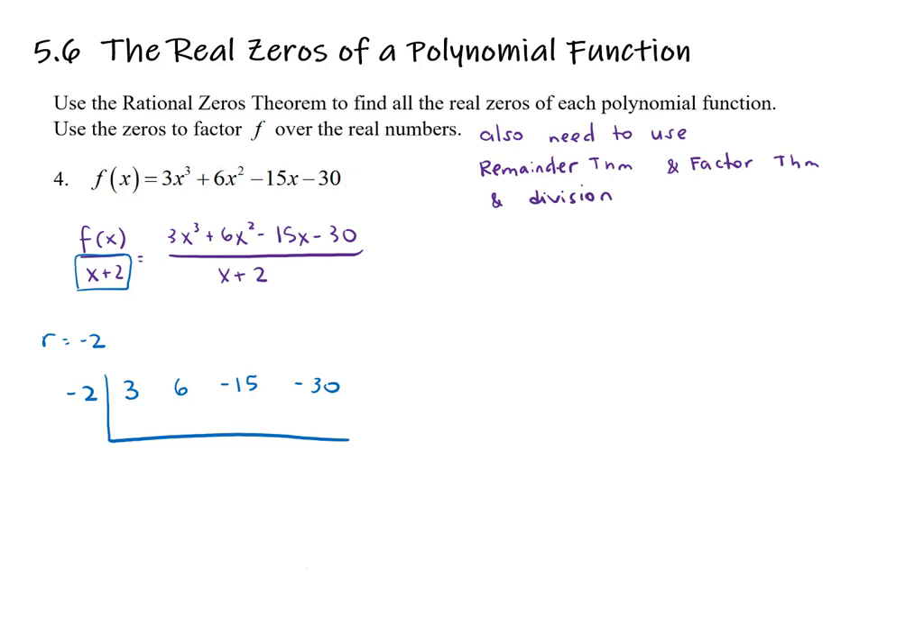You're going to bring the 3 down, and then multiply it by the -2 to get -6. Add these terms to get a 0. Multiply it by the -2 to get a 0. Add it to the -15 to get -15. -15 times -2 is +30. Add that and you get 0, a remainder. So the piece is that this was the x plus 2. And then this portion becomes 3x squared minus 15.